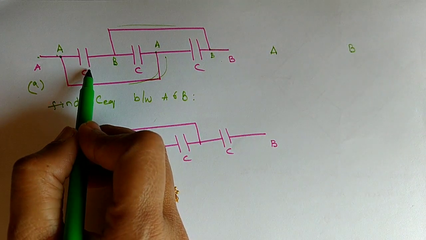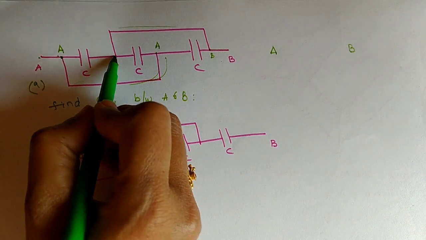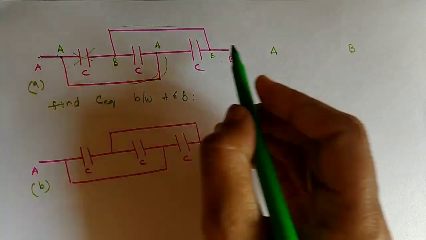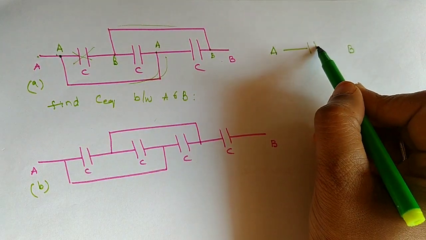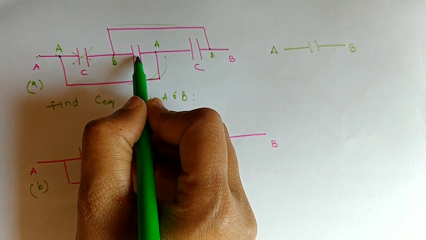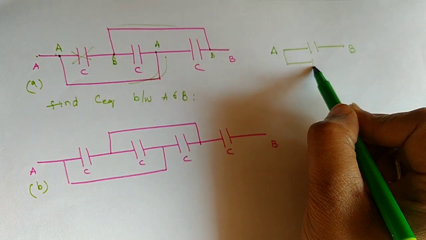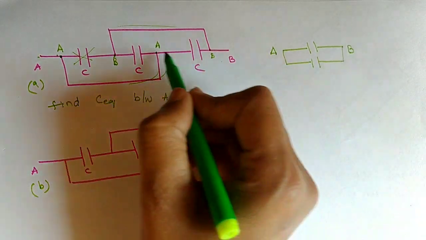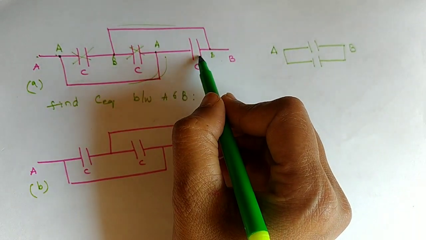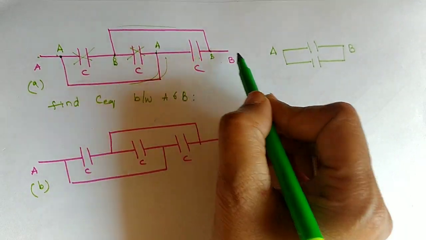So where is the first capacitor? Between the terminals A and B. So cancel off this, connect a capacitor between A and B. Where is the second capacitor? Between B and A. Again between B and A, cancel it off. Now where is the third capacitor? Also between A and B.